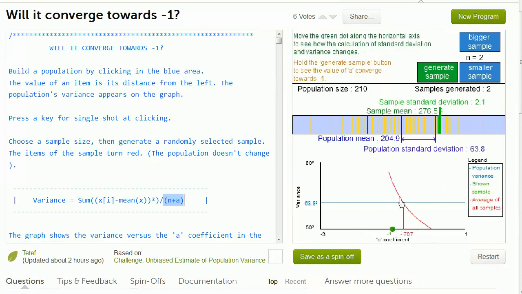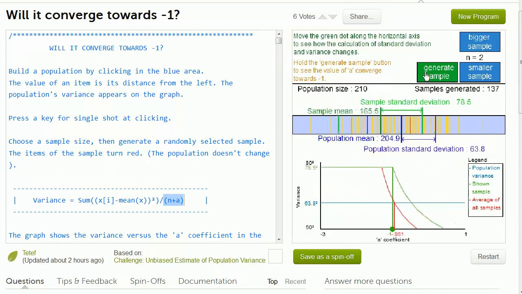So if I just generate one sample right over there, we see kind of this curve. When we have high values of a, we are underestimating. When we have lower values of a, we are overestimating the population variance. But that was just for one sample, not really that meaningful. It's one sample of size 2. Let's generate a bunch of samples and then average them over many of them.